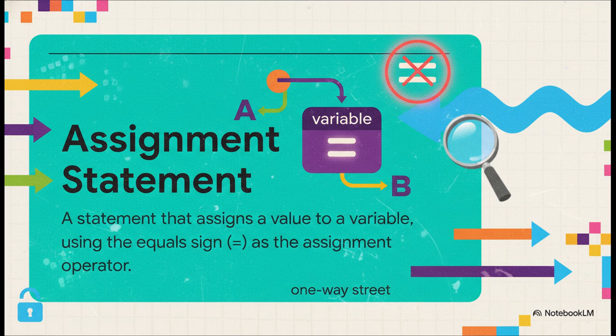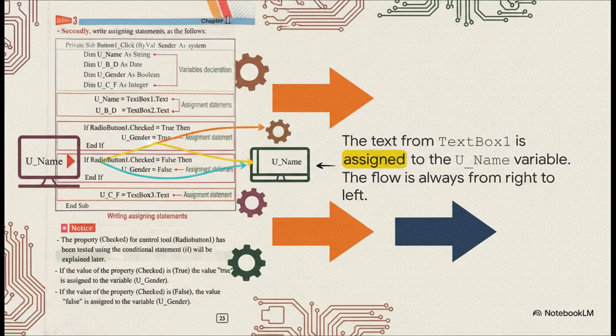Now, this is super, super important. In programming, the equal sign does not mean is equal to, like in math class. You should think of it as an arrow pointing to the left. It means take the value on the right and store it in the variable on the left. It's a one-way command. Let's look at a real example. This line here says UName equals textbox1.text.